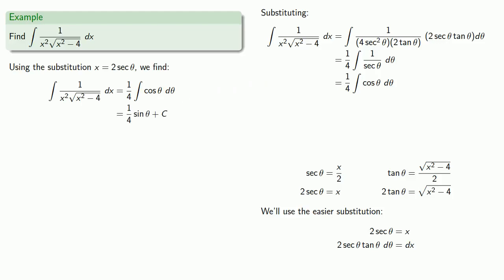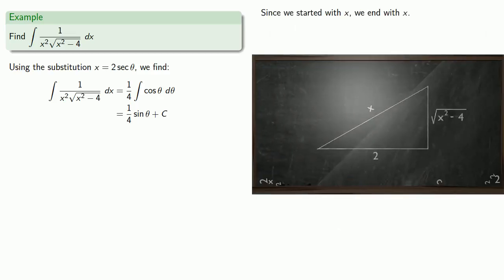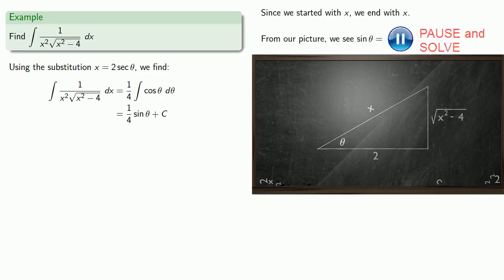And we have 1/4 sine theta plus c. Since we started in x, we end in x. So we'll pull up our picture, and from our picture we see that sine of theta is opposite over hypotenuse. And making that final substitution gives us our answer for the indefinite integral.